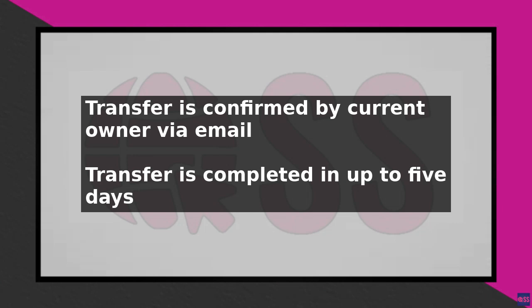Additionally, ensure that the new owner is aware of their responsibilities as the new domain owner, including renewing the domain and updating the contact information. By following these steps, you can successfully transfer a domain to someone else using GoDaddy. Remember to stay organized and keep track of the transfer process to ensure a smooth transition.